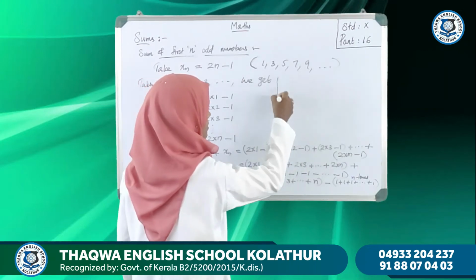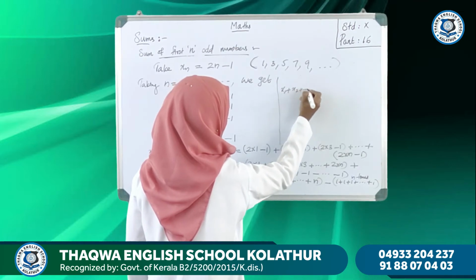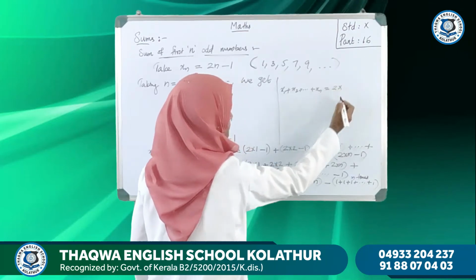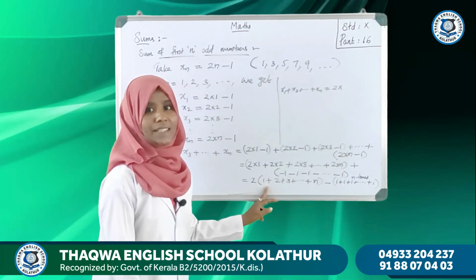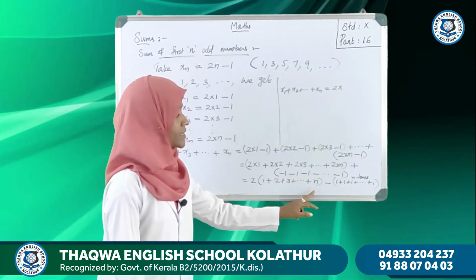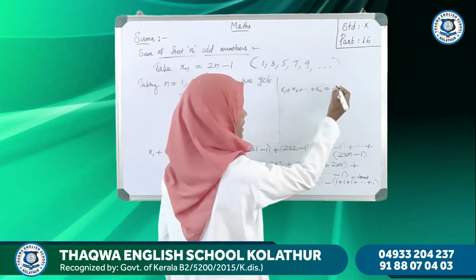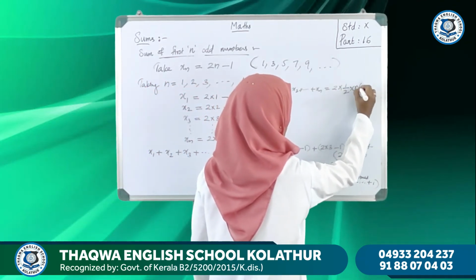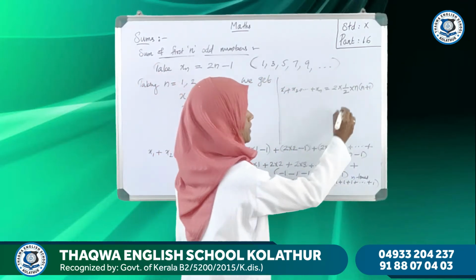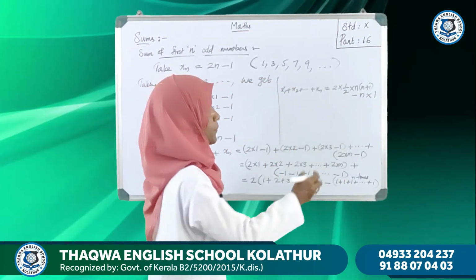That is, we can write x1 plus x2 plus etc. plus xn equals 2 into, what is this? Inside the bracket, 1 plus 2 plus 3 plus etc. plus n. Yes, this is the sum of first n natural numbers. So we can write half into n plus 1. Then here n times 1 is n into 1.